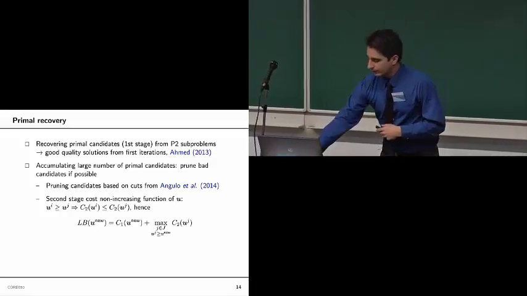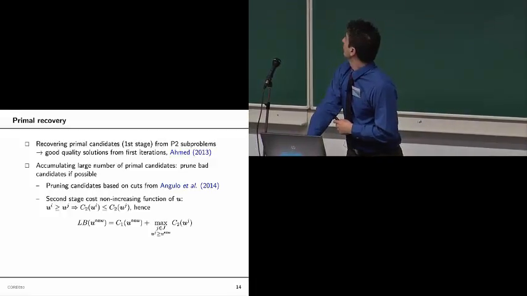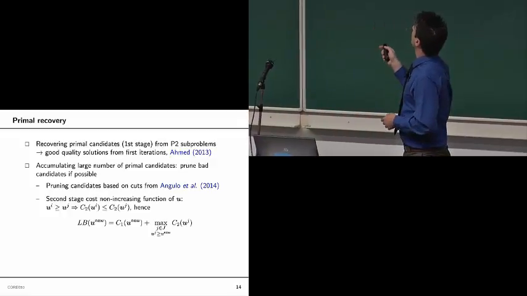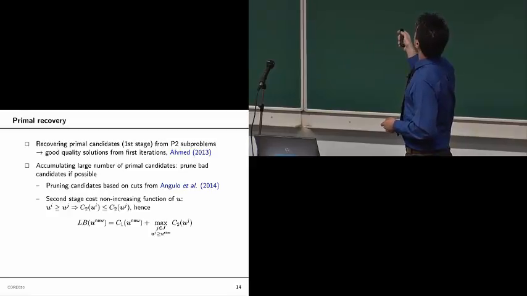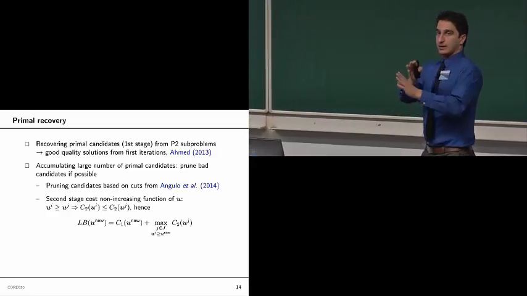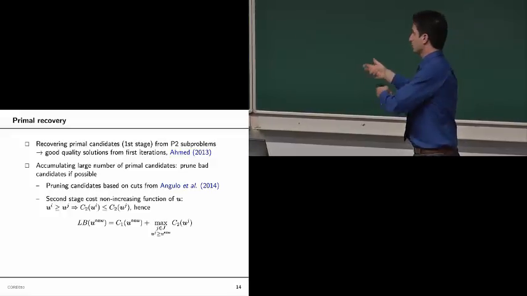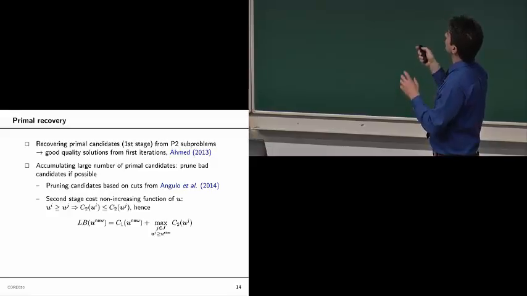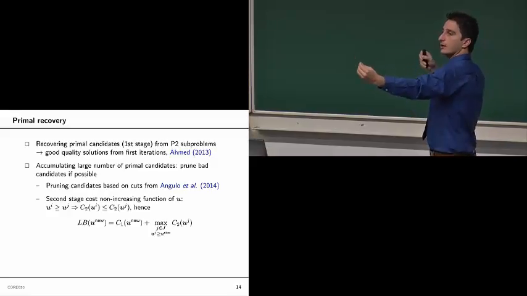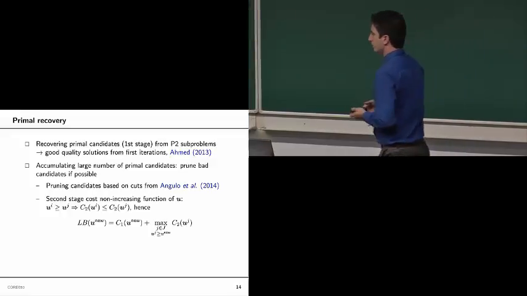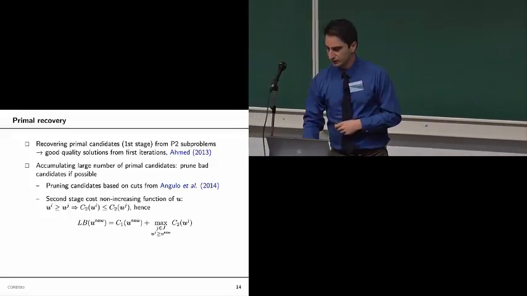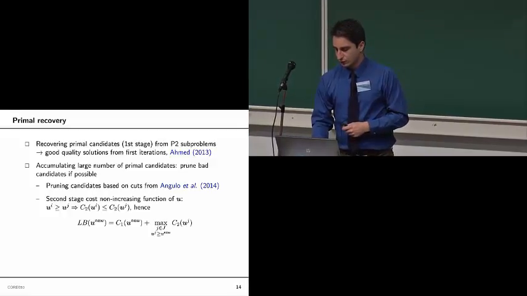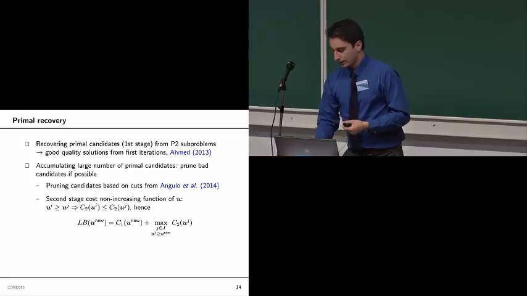Then the other part of the algorithm worth noting is that there's an accumulation of candidate schedules that are sent back from the dual sub-processes to the coordinator, and the coordinator is lining up all these candidate schedules that show up asynchronously and sending them to these primal recovery nodes over here. One thing we are doing to shorten this line of candidate schedules lining up to be evaluated for upper bounds is using a result that was shown by Gustavo Angulo.